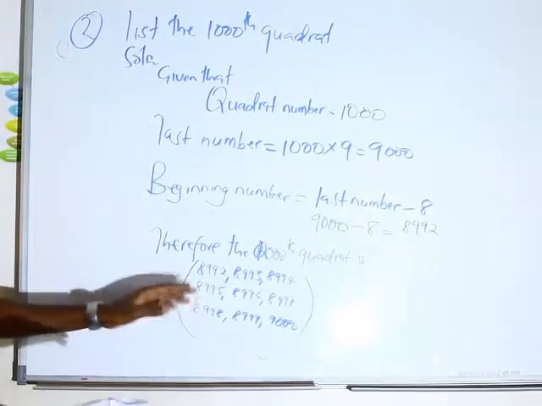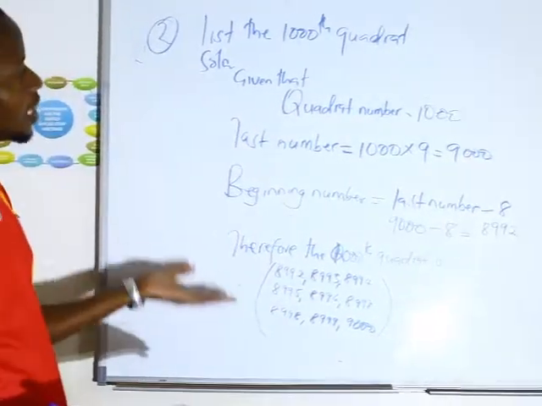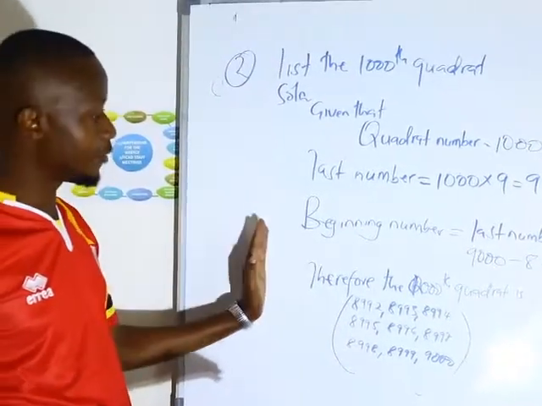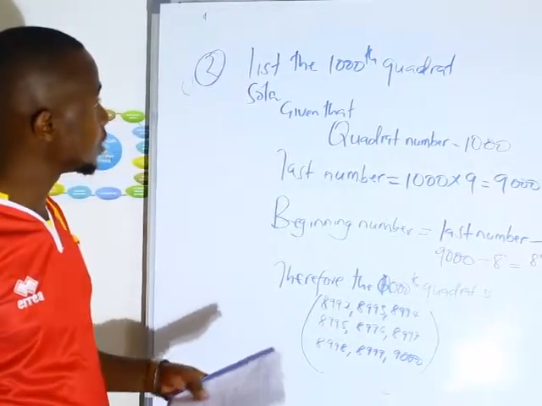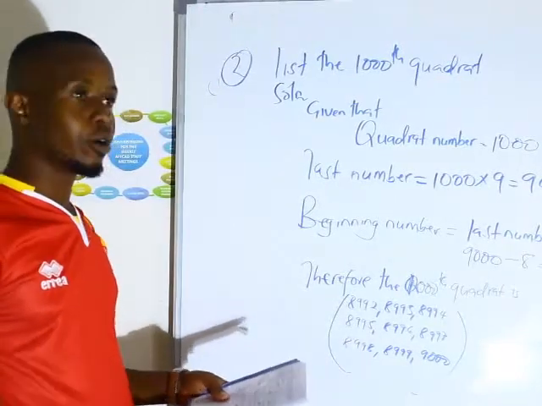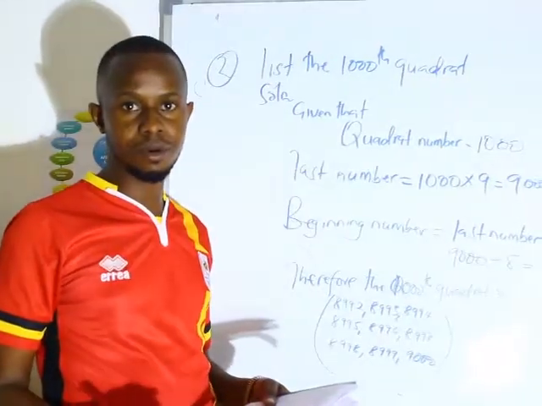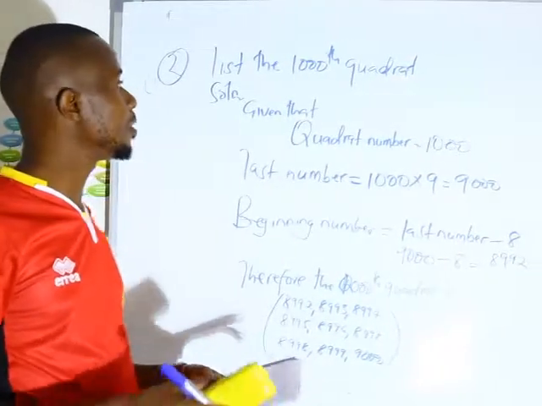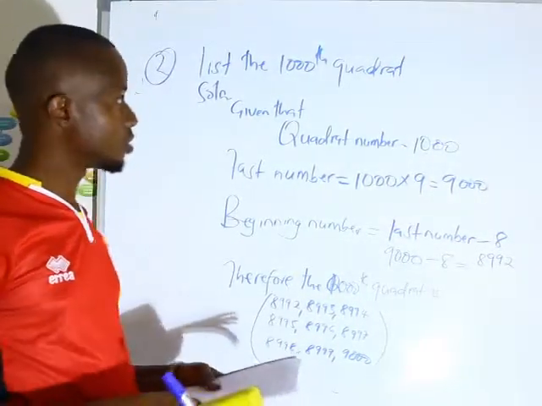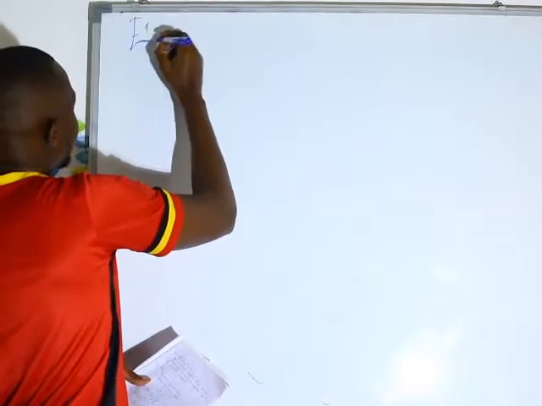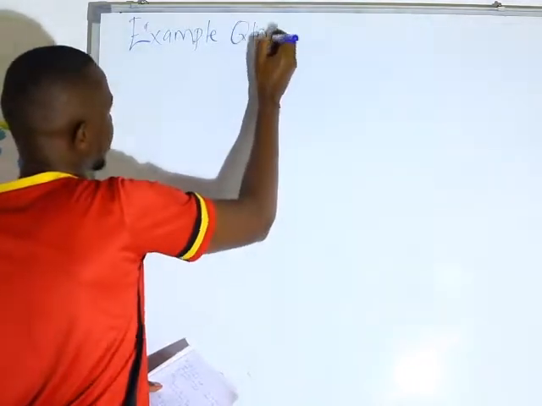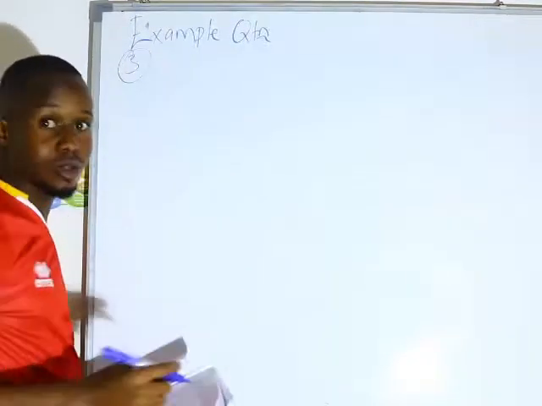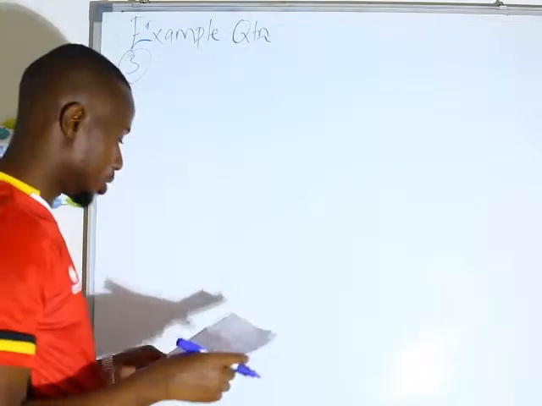We are able to list the 1000th quadrant without writing them all, but using our formula. This is a very awesome proof. So we're going to look at the last example, and I will be providing a future tutorial with more examples. So, example question 3, which is going to be our last question.